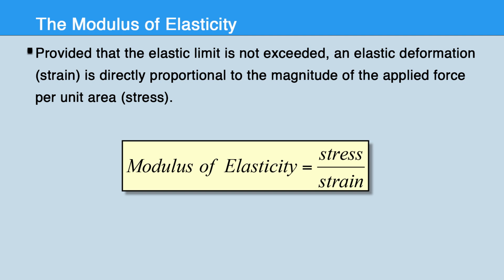The formula for that is E equals sigma by epsilon, where sigma represents the stress and epsilon represents the strain. The unit is the Pascal, denoted by Pa. Let us understand what the significance of the modulus of elasticity is.